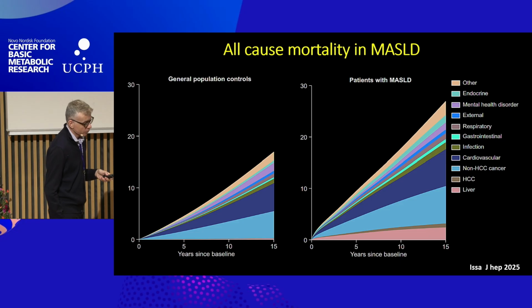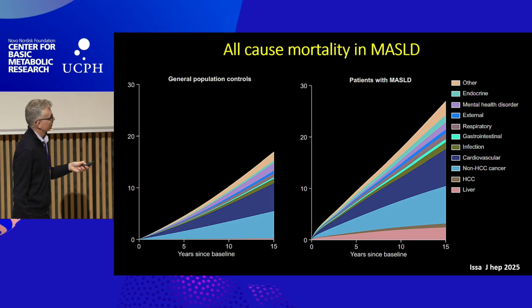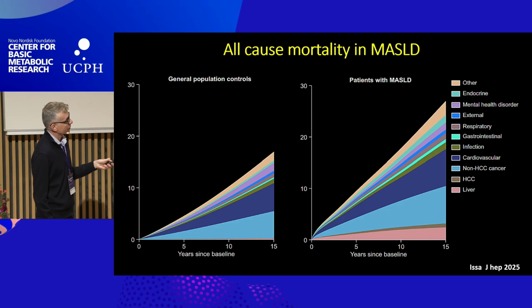Another question is, what do these people with MASLD die from? These are the causes of death related to cancer and cirrhosis. You see that if you look at those without MASLD, these are pretty much non-existent. So there is a large excess of that when you have MASLD. However, quantitatively, you have more cardiovascular disease than liver-related events.